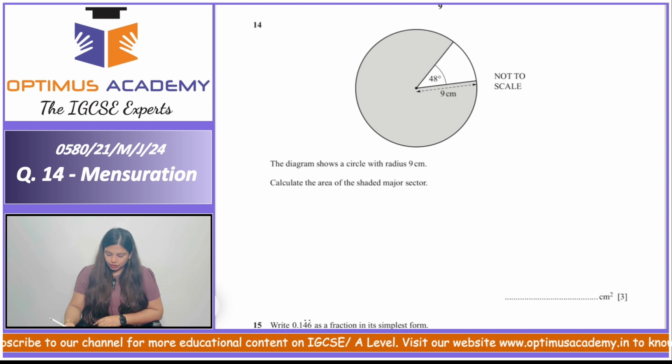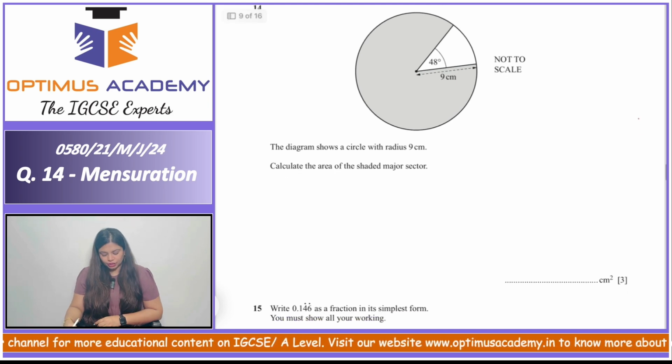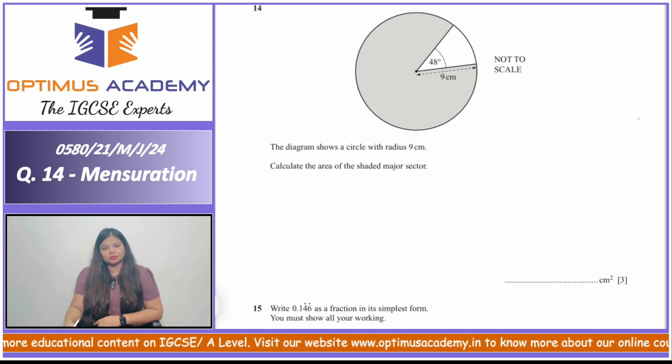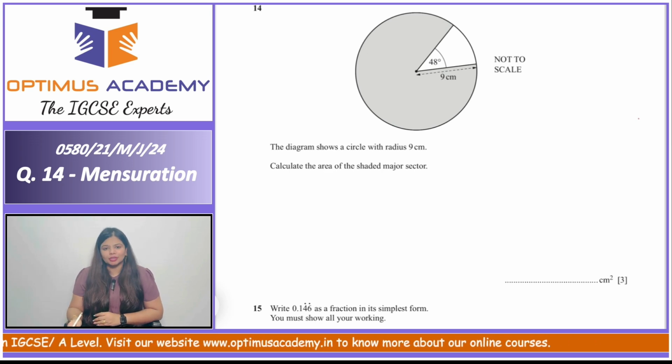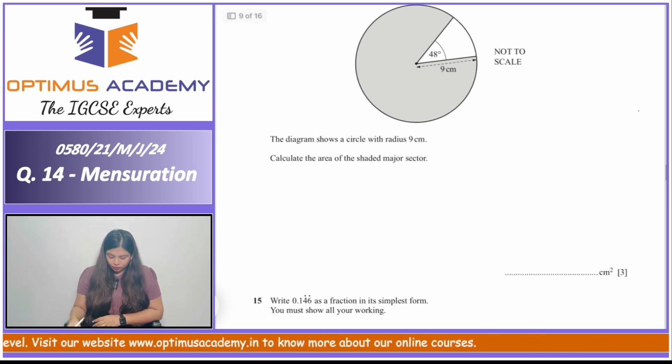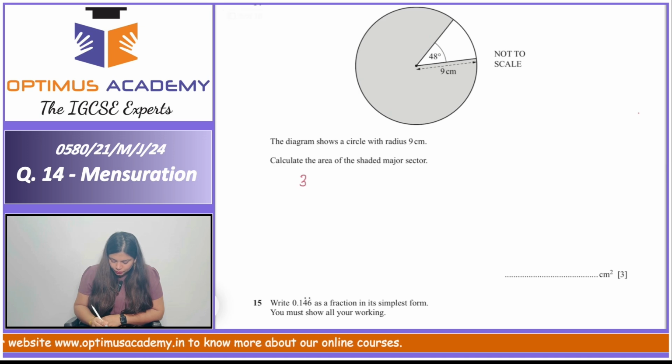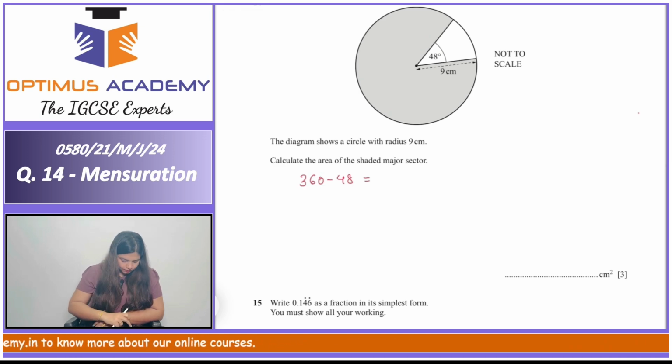In the 14th question, they are asking us to find the area of the shaded sector. Here we have 2 sectors, the white one being the minor sector, the grey one being the major sector. To find the angle of the major sector, we are going to do 360 minus 48, which will give us 312.